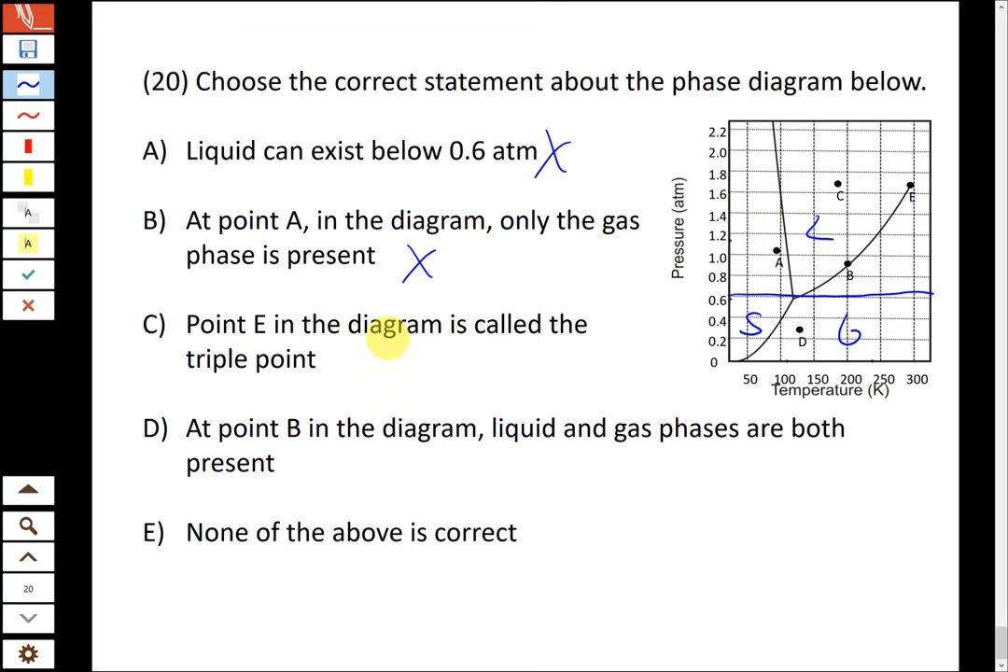Point E on the diagram is called the triple point? The triple point would be where they intersect. This is called the critical point, so that one is wrong as well. At point B in the diagram, liquid and gas phases are both present? Point B is the borderline between liquid and gas, and when you're at the borderline between two phases, you have both of them present, converting between each other. So this one is true, making it choice D.